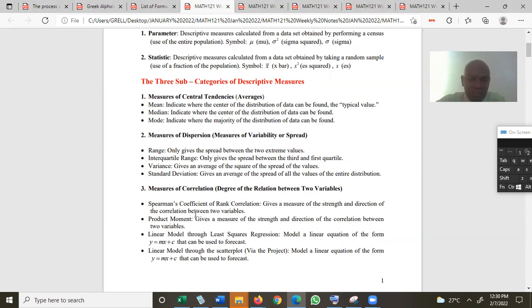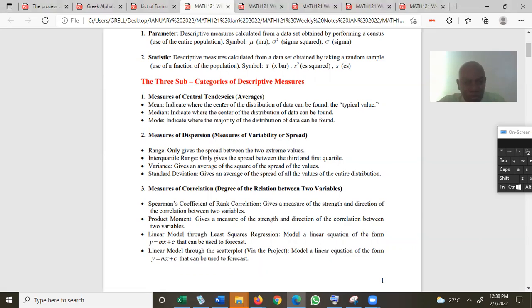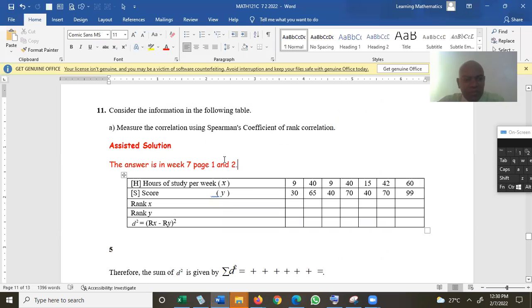Be careful, be reminded of what we said. The assignment is a way of studying the content. It's for an example. So we're on measures of correlation with number 11.